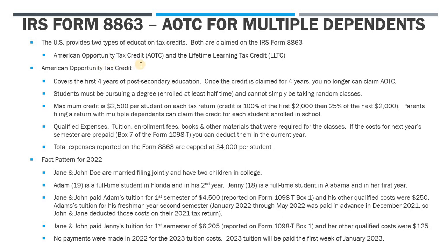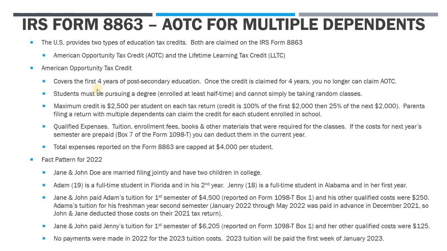And the American Opportunity Tax Credit, the one we're going to cover in this video, is a little more limited. There's only so many years you can claim it. There's only so many types of expenses that you can deduct, and there are some other requirements that otherwise are not applicable to the Lifetime Learning Tax Credit.